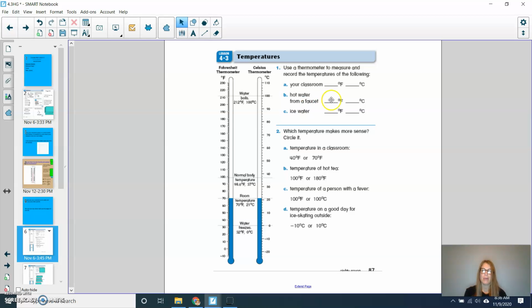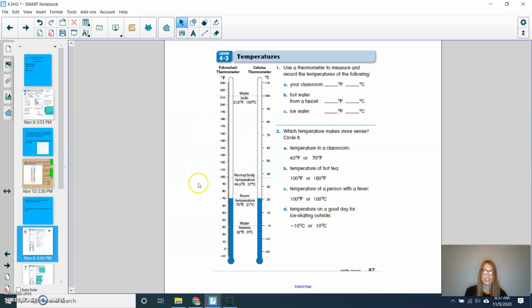If you aren't able to check those today, I want you to take a look at our thermometers to kind of take your best guess, but also you can just listen to my explanation for these first 3. Then for the bottom part 2, you should be able to figure out this part. So it says, which temperature makes more sense? Circle it. So thinking about the temperature in your classroom, thinking about the temperature of hot tea, the temperature of a person with a fever, and the temperature on a good day for ice skating outside.